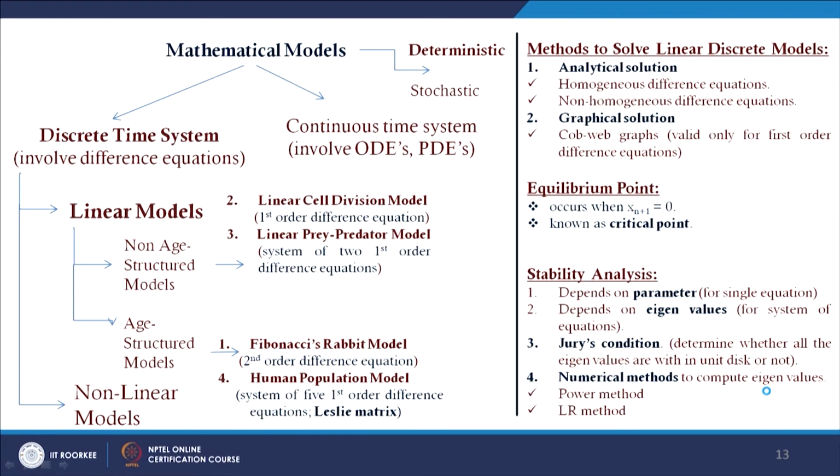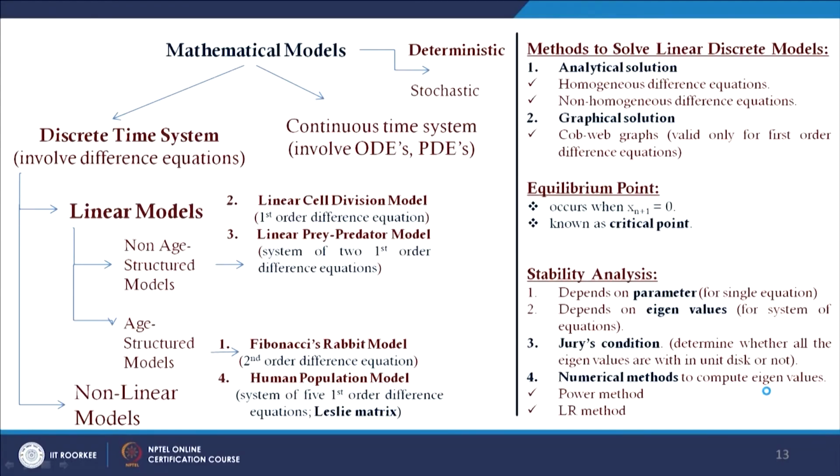The methods used for the solution of linear discrete models are the analytical solution, which we discussed already, then homogeneous difference equations and non-homogeneous difference equations, especially when migration comes into the picture. Then we discussed graphical solution methods based on cobweb graphs, valid only for first order difference equations. Then we discussed how to find equilibrium points or steady state conditions, which occur when we consider x n plus 1 equals x n. Sometimes they are also known as critical points.